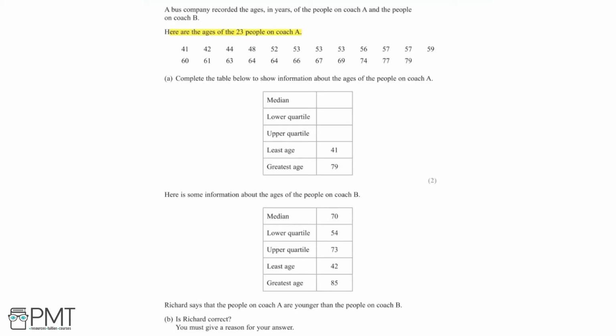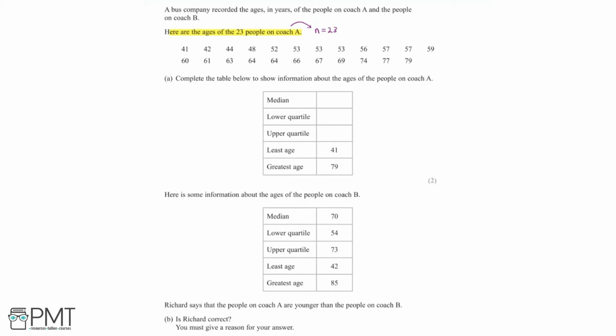We know that there are 23 people on coach A in total, and so we can say that n is equal to 23. Now before we begin to find the median, the lower quartile and the upper quartile, we need to make sure that our data is in order. Now looking at our data, we can see that the values are in ascending order, and so we can continue with our question.